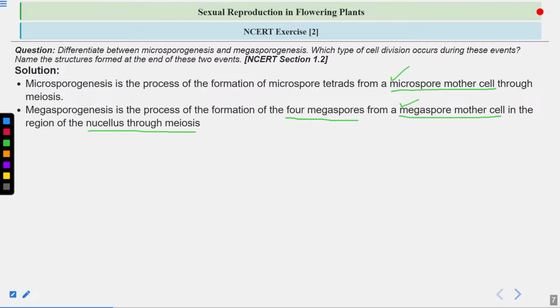This megaspore mother cell is still diploid. It undergoes meiosis division and forms the 4 megaspores. Now this whole process, that is the formation of megaspores from the megaspore mother cell through meiosis division, is called megasporogenesis. So this is a very, very important difference.